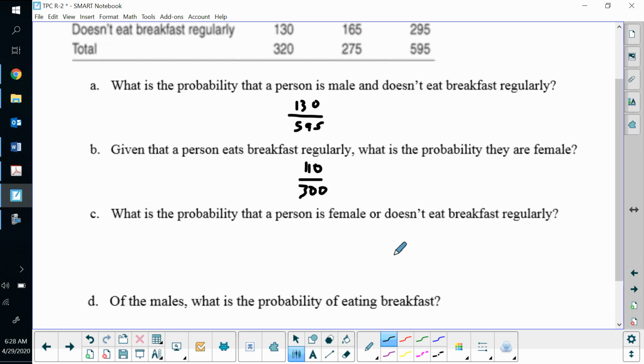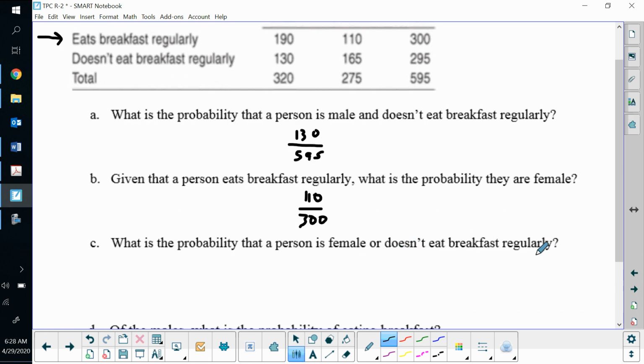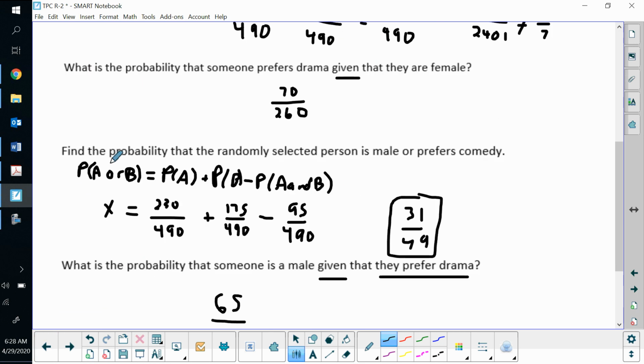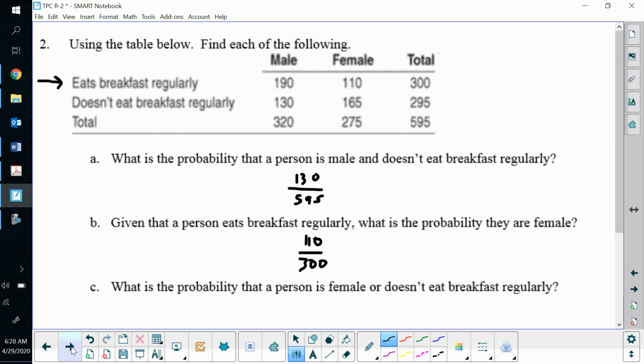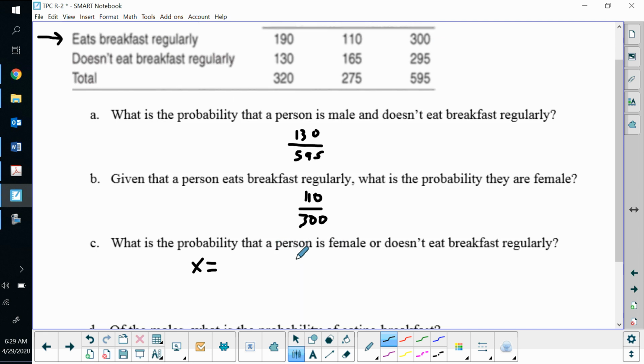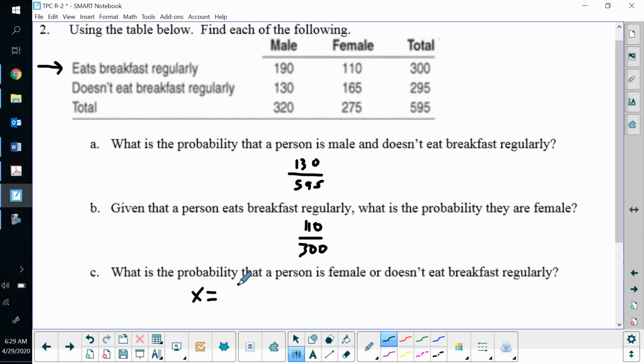What is the probability that a person is female or doesn't eat breakfast regularly? So we've got to use our OR formula. So the one that we used right here. Here's our OR formula. So the thing we don't know is the OR. Probability of thing A, so female. So we need a box that only represents female. That's the 275 over 595.